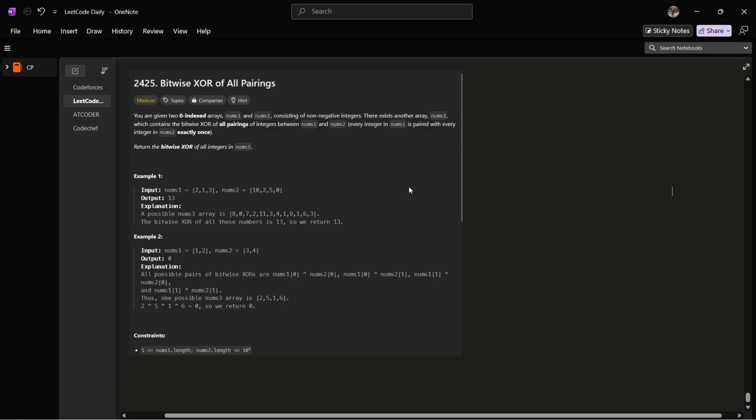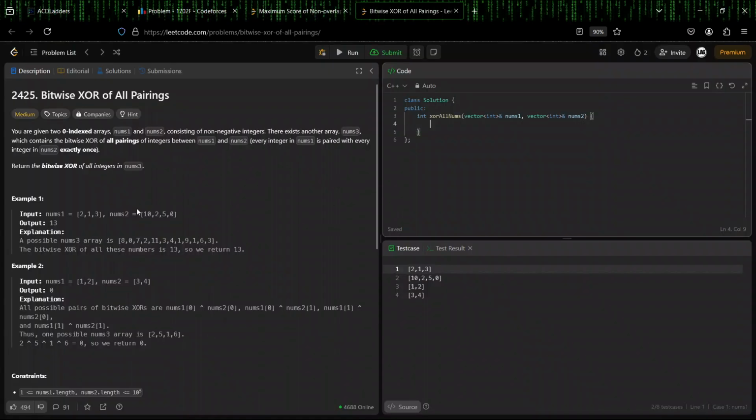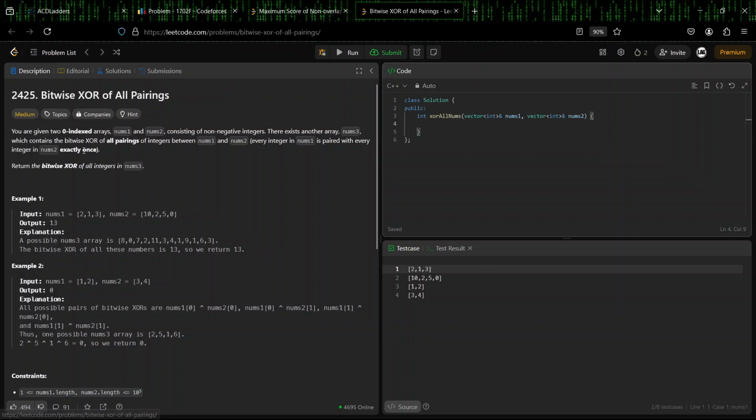Okay, so let's start with today's daily question. The question is bitwise OR of all pairings. You are given two zero-indexed arrays, nums1 and nums2, consisting of non-negative integers. There exists another array nums3 which contains the bitwise OR of all pairings of integers between nums1 and nums2. Every integer in nums1 is paired with every integer in nums2 exactly once. Return the bitwise OR of all integers in nums3.